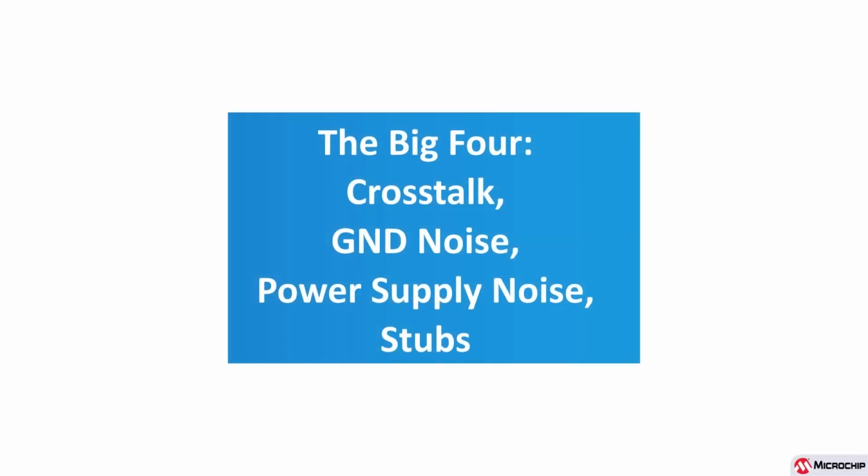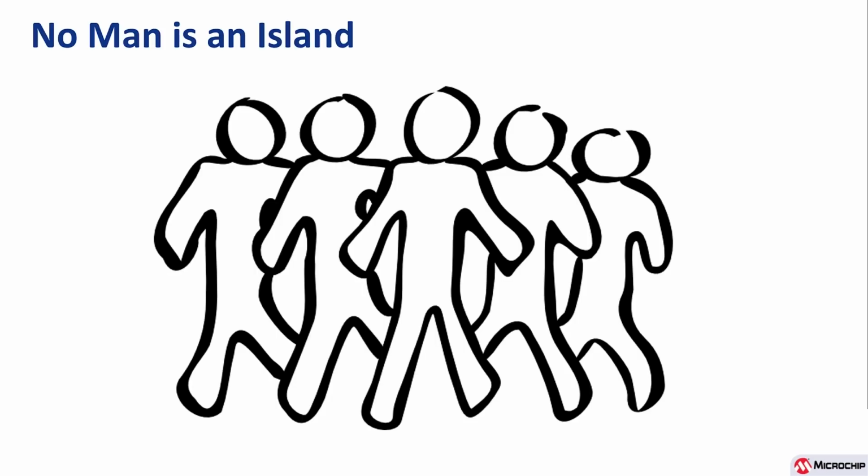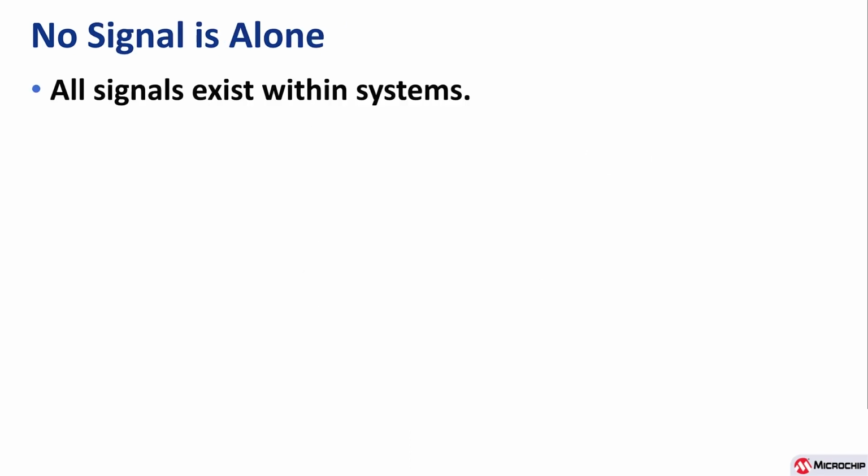So there are 4 big system-wide effects: crosstalk, ground noise, power supply noise, and stubs. Now remember, no man is an island. We all exist and live and survive and thrive because we have the support of our communities around us. The same thing applies to signals. All signals exist within systems. No signal is actually alone.